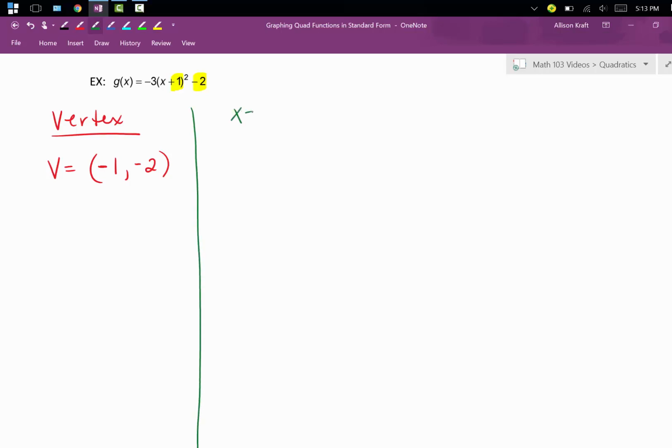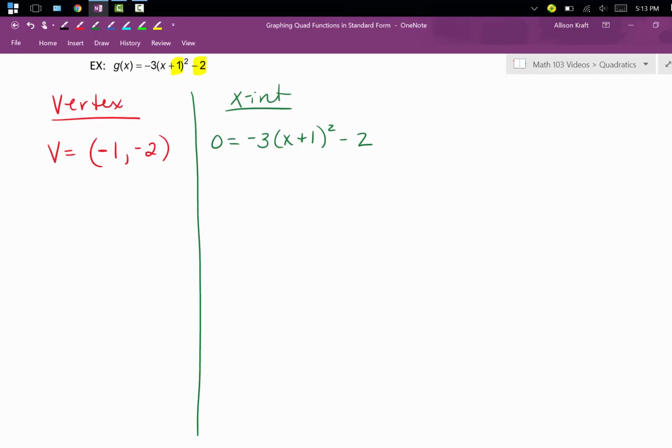To find our x-intercept, we let y be equal to 0 and solve for x. The easiest technique for solving a quadratic in this form is to use our square root property. So let's isolate the part that's squared. We'll add 2 over, and then divide by -3. -2/3 is equal to x plus 1 quantity squared.